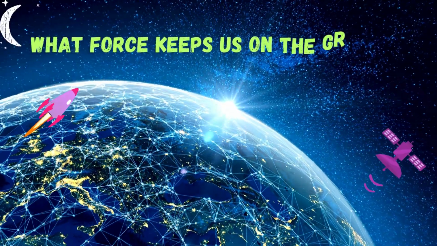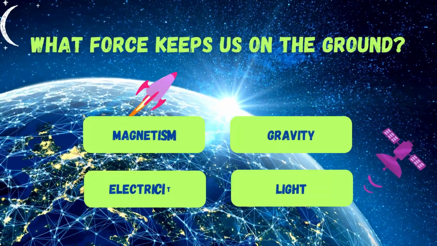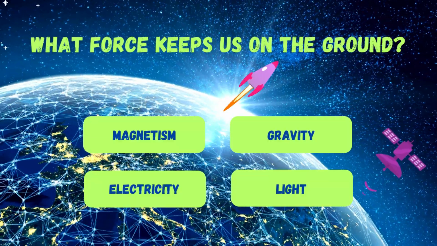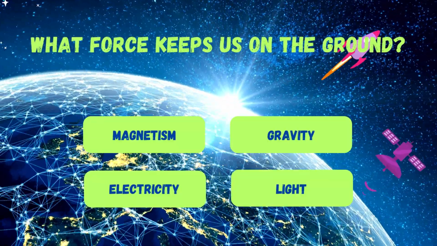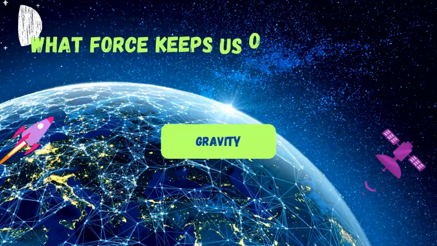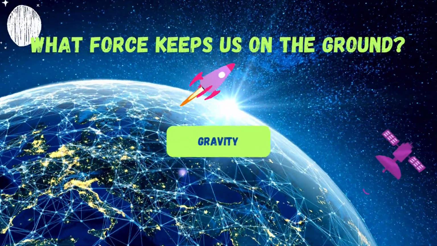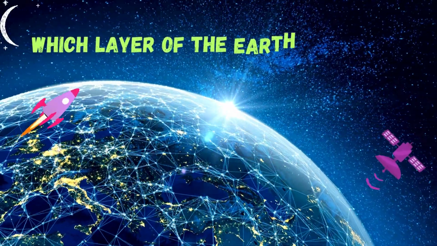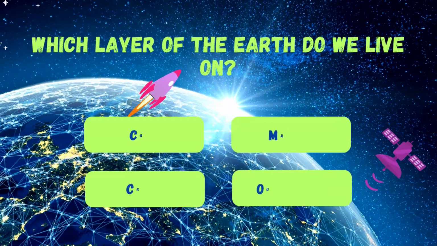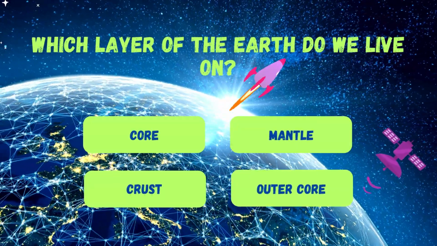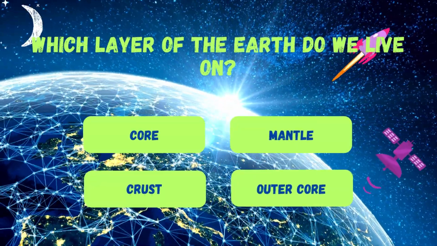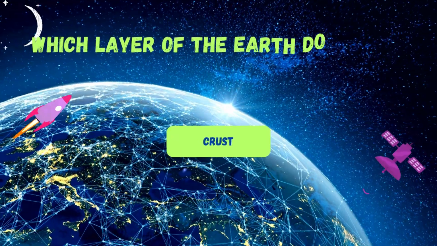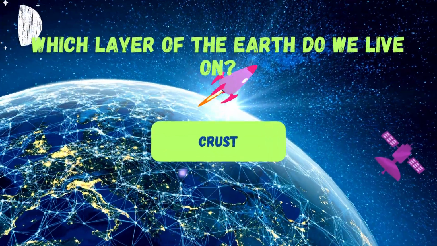What force keeps us on the ground? Is it magnetism, gravity, electricity or light? The force that keeps us on the ground is called gravity. Which layer of the Earth do we live on? Is it core, mantle, crust or outer core? We live on the outer layer of Earth called the crust.